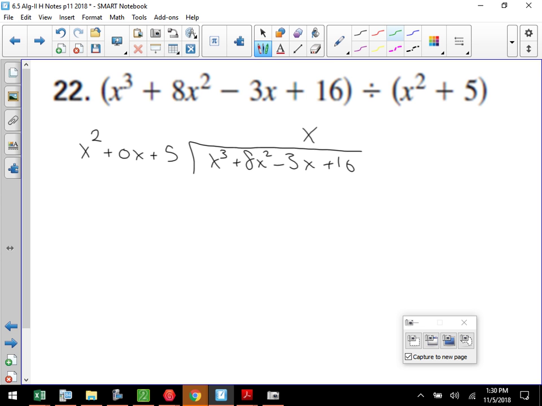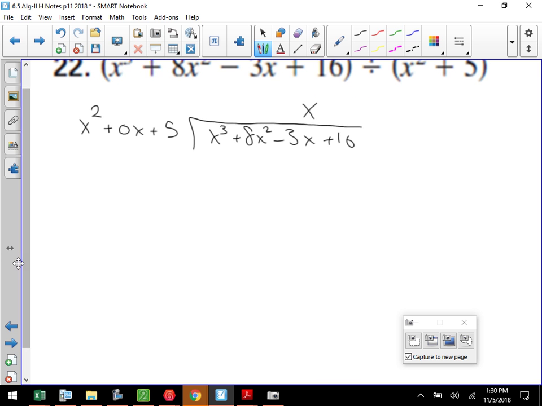Okay? So you distribute that value of x. You get x cubed, 0x squared, and a 5x. Subtract each piece. X cubed subtract x cubed, you get 0. 8x squared minus 0x squared, you get 8x squared. Negative 3x minus 5x gives you negative 8x. And then I have to bring down the 16.